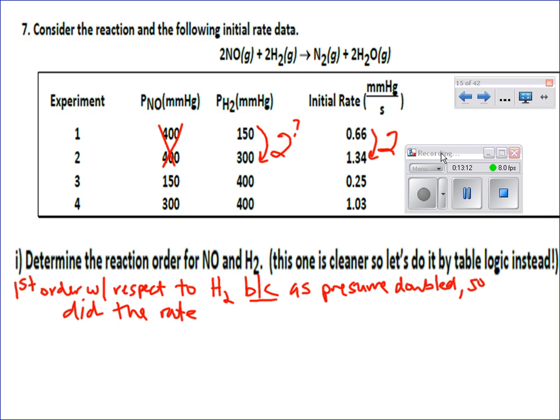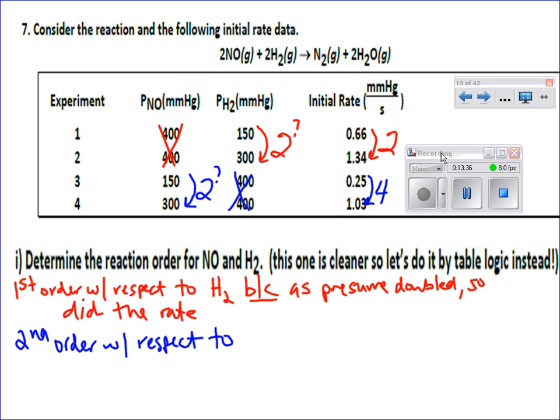So now let's pick 2 other experiments. What are those? 3 and 4. Whew, what happened there? Doubled. What power do we raise that to get, what was that? A quadruple. So what order is that? Second order. Second order with respect to NO, because as the pressure doubled, the rate quadrupled.